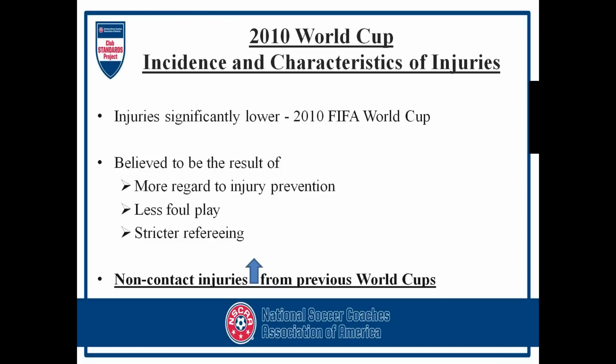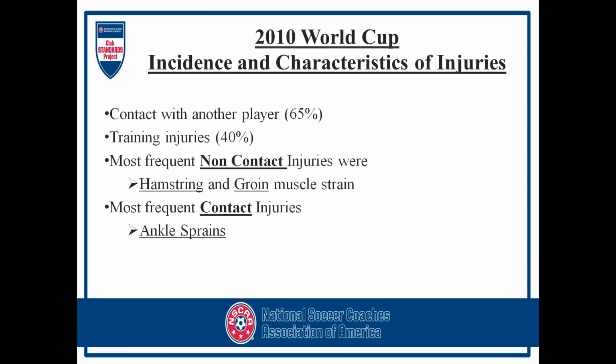So in the 2010 World Cup, in regards to the previous World Cups, 2006 and 2002, injuries were significantly lower. One of the reasons they thought was that it was probably mainly due to injury prevention. Some of the other things they looked at were less foul play from the players and coaches, and also stricter refereeing. So I guess I can give a little credit to some of my referee friends out there, doing a better job on the field too helps.